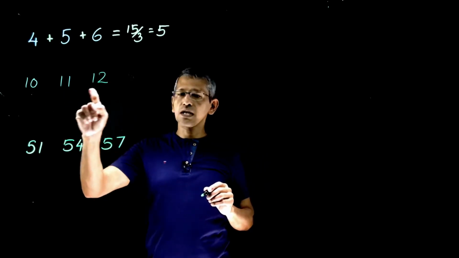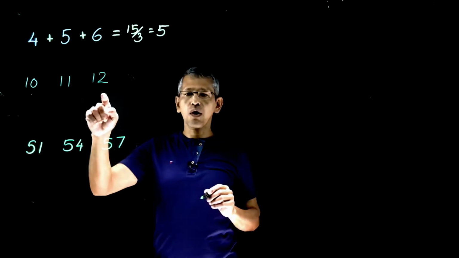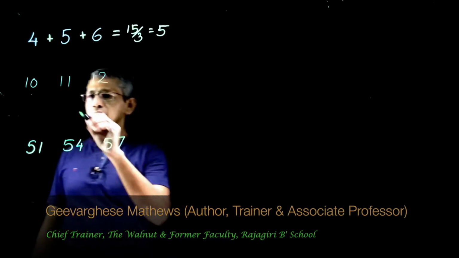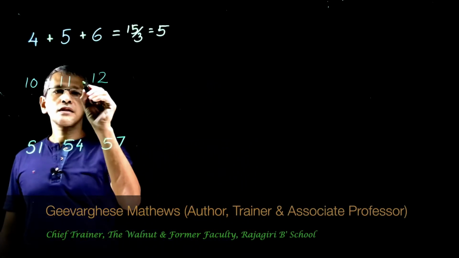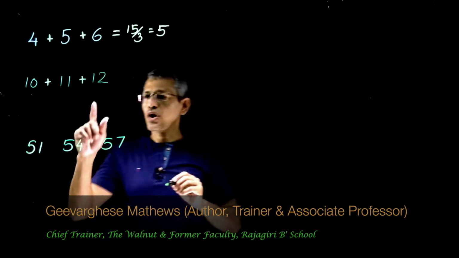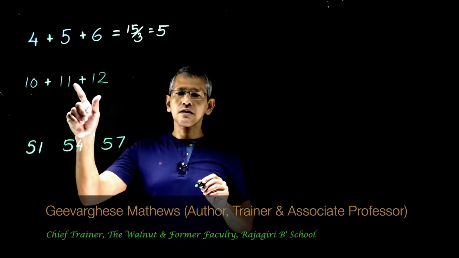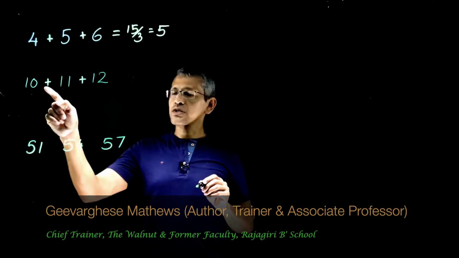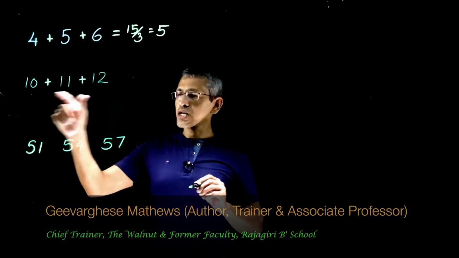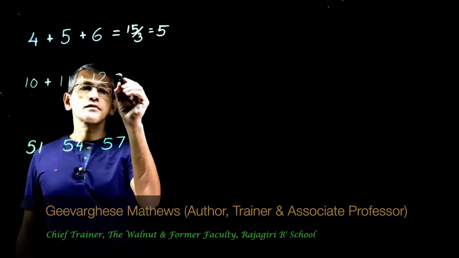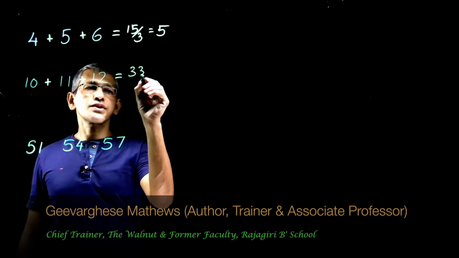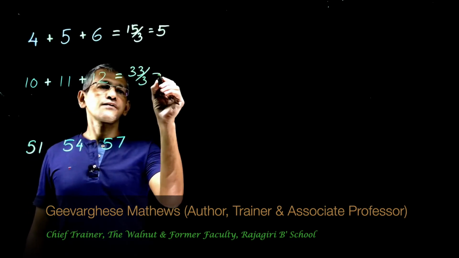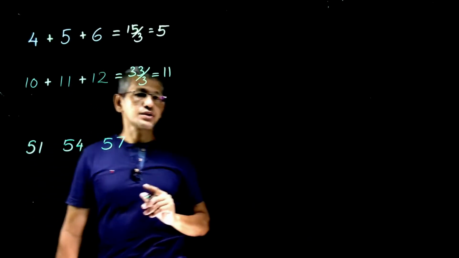Now 10, 11 and 12. Similar method: 10 plus 11 plus 12. So how much do you get? 12 plus 11 is 23, 23 plus 10 is 33. So 33 by 3, we have 11. So 11 is the average.